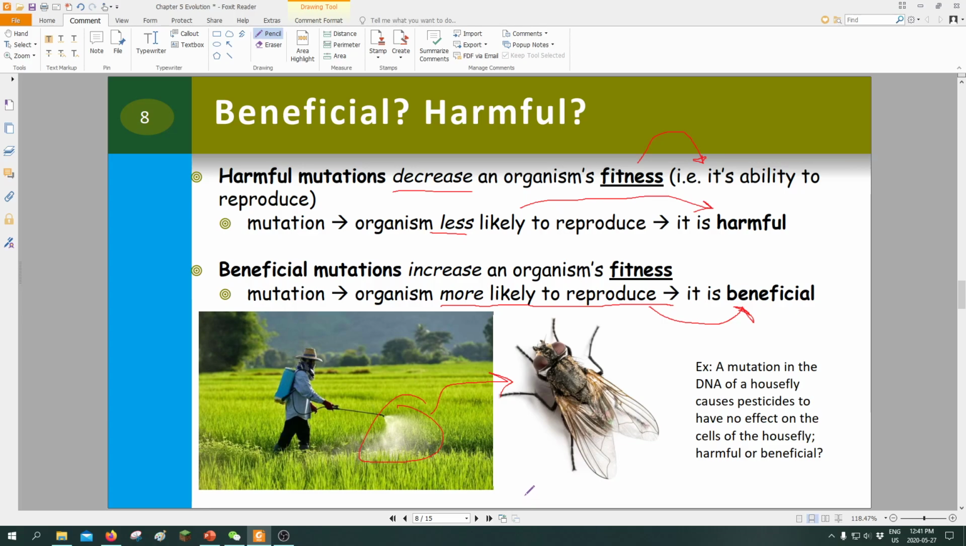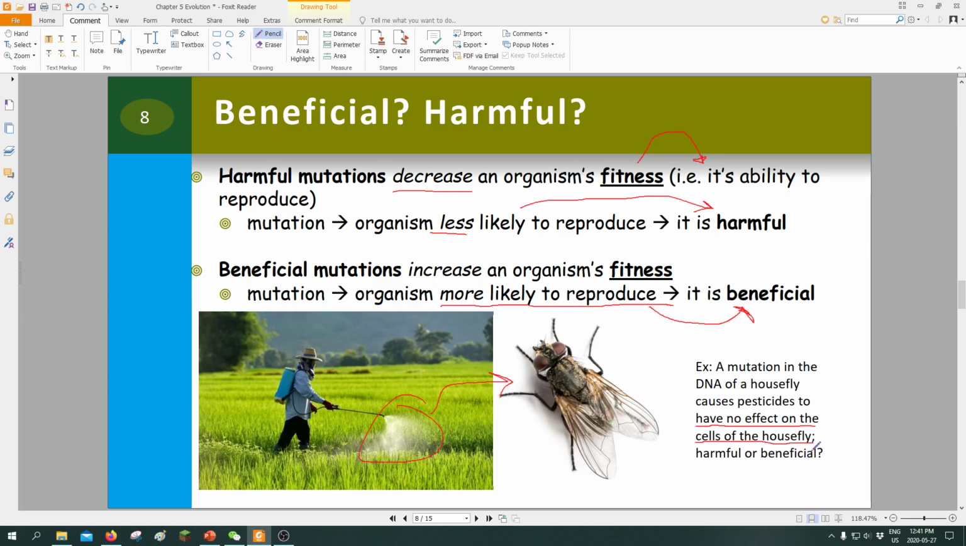However, a mutation in the DNA of a housefly can cause the pesticide to have no effect on the cells of the housefly, right? Meaning the housefly can live perfectly fine. Would this mutation be harmful or beneficial?